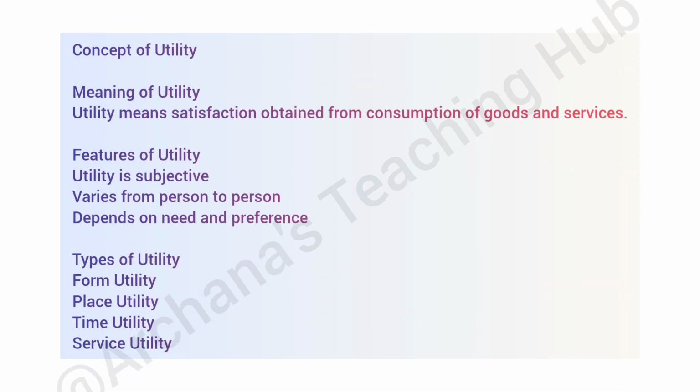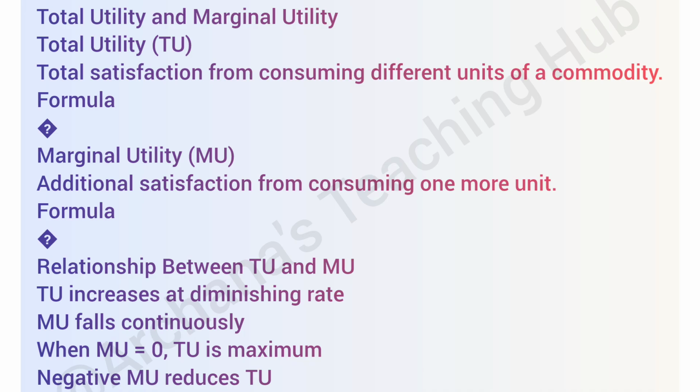Concept of utility. Utility means satisfaction obtained from consumption of goods and services. Features of utility. Utility is subjective, varies from person to person, depends on needs and preference. Types of utility: form utility, place utility, time utility, service utility. Total utility and marginal utility.